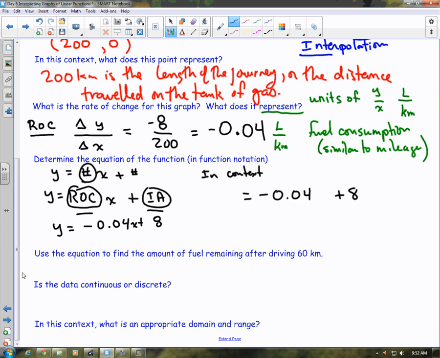Now, based on maybe the graph, what letters should we be using here? V and D. The volume is the same as where the y is, and the D would be the same as where the x is. And so the volume is negative 0.04 times D plus 8. And now it does say put it in function notation, so we'll simply put that little bracket thing there. The volume is a function of the distance driven. And now we could, if we wanted to, graph this on our calculator and do some fun things with this.